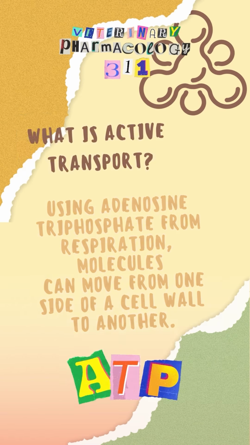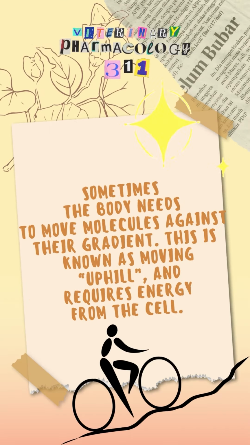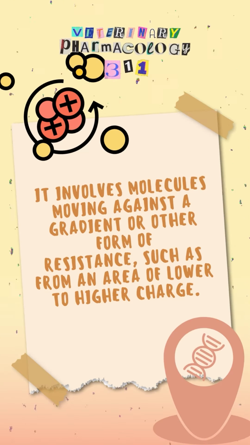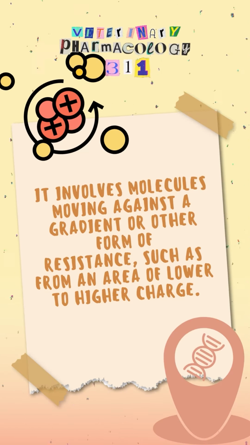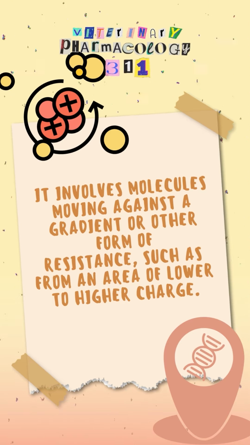wall to another. Now, is active transport an up-the-hill transport? The answer is yes. Why? It is because sometimes the body needs to move molecules against their gradient. This is known as moving uphill and requires energy from the cell. It involves molecules moving against a gradient or other form of resistance, such as from an area of lower to higher charge.